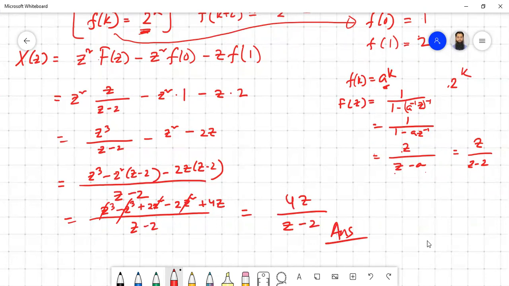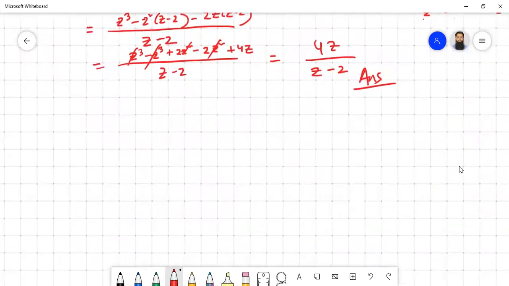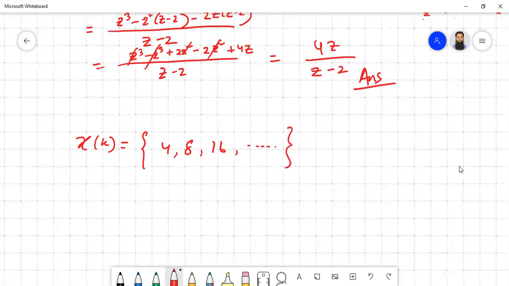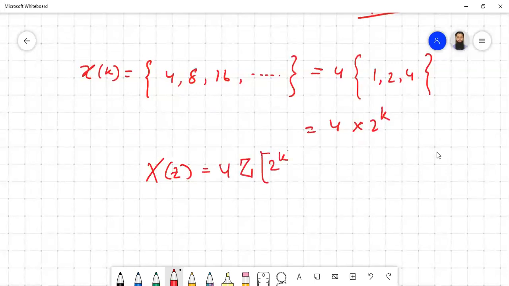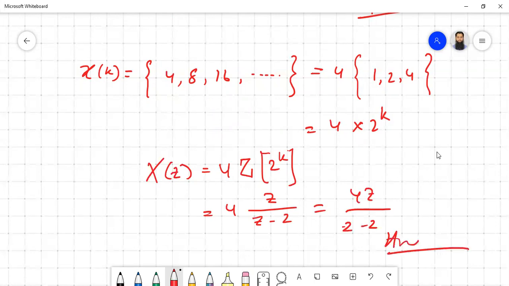But this is not the only way to solve this one. You can also solve it using another alternative manner, like x(k) say is something like this, 4, 8, 16. So you can easily take common of 4 of this one. So you can have something like this, 4, 1, 2, 4. Now you can easily write 4 into the power k. So this is your multiplying by constant formula. So you can also use that one, which is a lot simpler than the previous one. It is basically 4 times the z transformation of 2 to the power k, which is nothing but 4z by z minus a, which is z by 2. So 4z by z minus 2. Simple way to solve this one. So a particular problem can be solved in different ways.